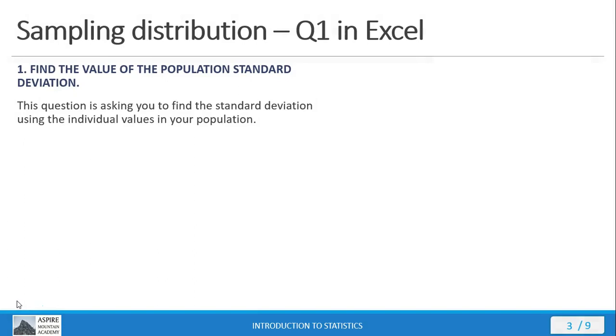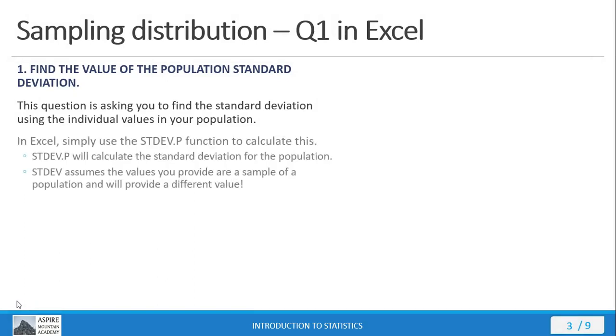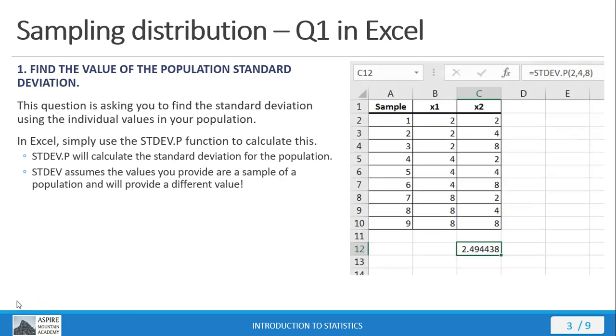So the first part asked, find the value of the population standard deviation. Once you have this data in Excel, you can use the STDEV.P function to calculate it. So here in Excel, we've got the actual data. It's been dumped in, and I just come down to this cell here and typed in the function and then put in the actual numbers for the population. It's a small enough population, you can just type the values in. You don't need to reference any additional cells.